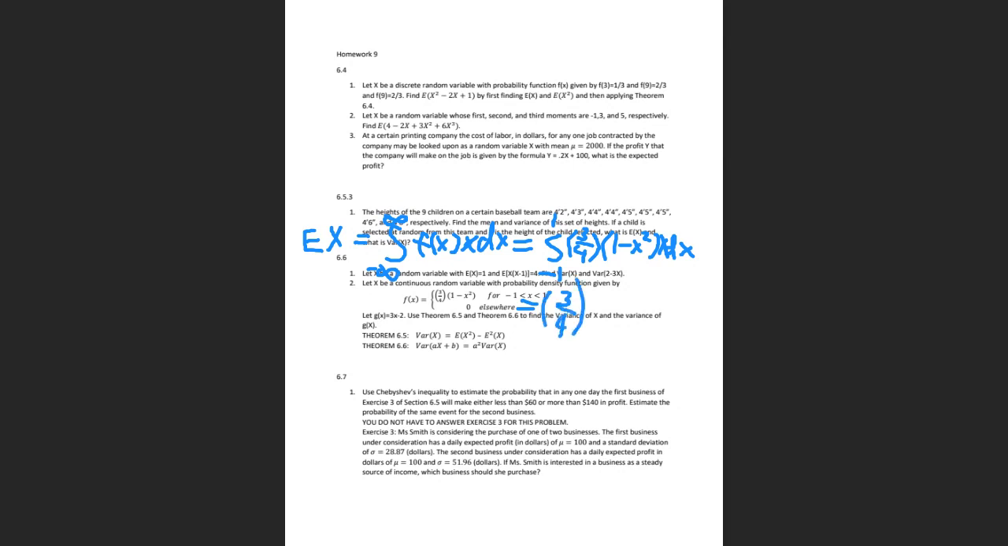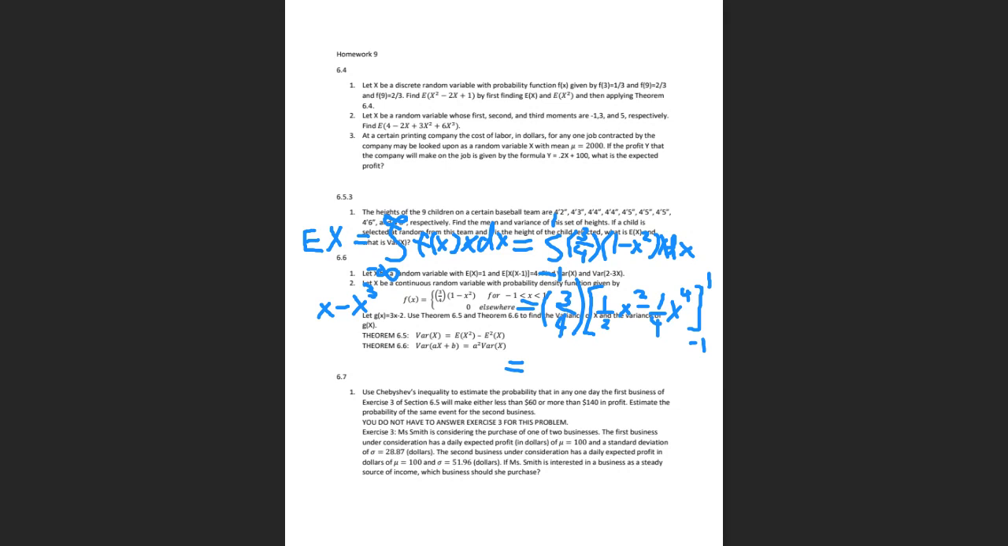And now we want to integrate. So we find an antiderivative of x times 1 minus x squared. X times 1 minus x squared is x minus x cubed. So an antiderivative of that would be 1/2 x squared minus 1/4 x to the 4th. And so you evaluate that from negative 1 to 1.